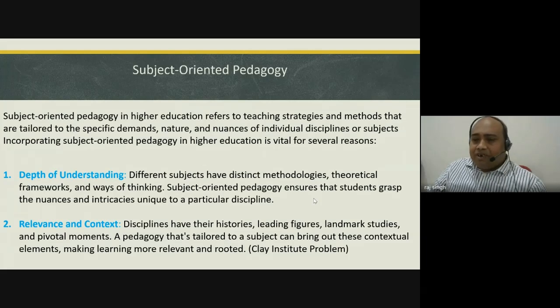Relevance and context. When you teach a different subject you have to give the historical background and leading frameworks. If you are teaching physics, if you are teaching gravity, you have to tell how it came from Ptolemy. And in the Indian context, Kanad gave the concept of gravity, then you will come to Brahe, then Copernicus, Kepler, etc. Then the student will generate some interest. So a pedagogy that's tailored to the subject can bring out contextual elements, making learning more relevant and rooted.